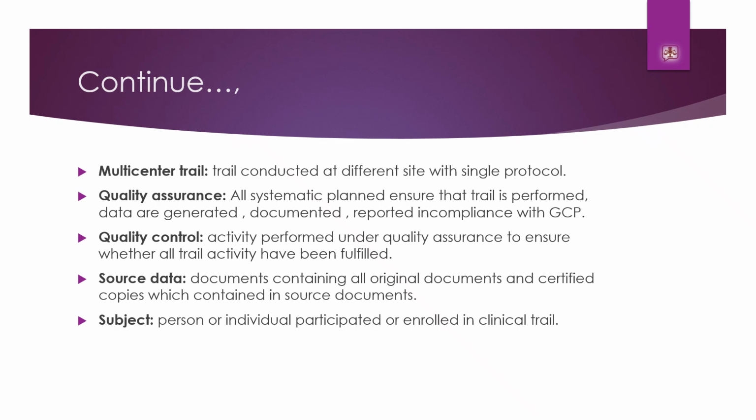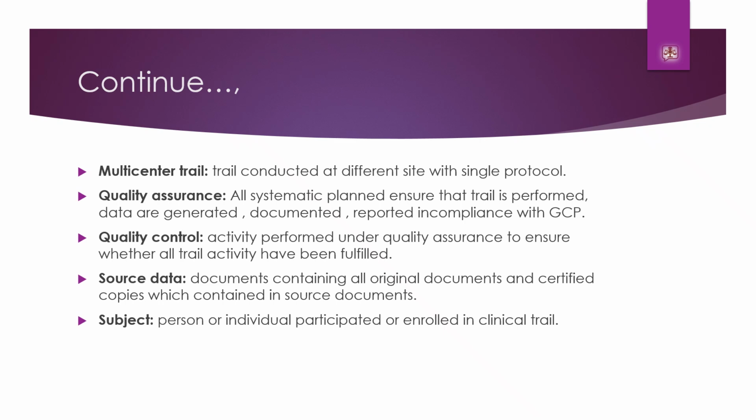The next one is quality assurance. A systematic plan to ensure that the trial is performed, and data are generated, documented, and reported in compliance with GCP. So here there will be a set of plans and systematic activities in order to ensure that the trial is conducted as per the regulatory requirements, the GCP guidelines and the protocol. Okay, so what will this QA person do? They will focus on the prevention of errors.